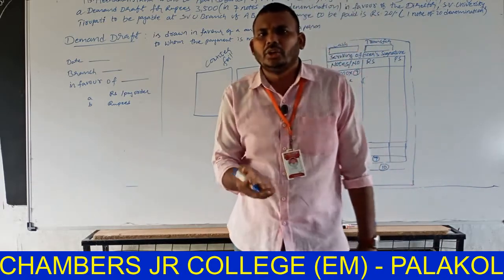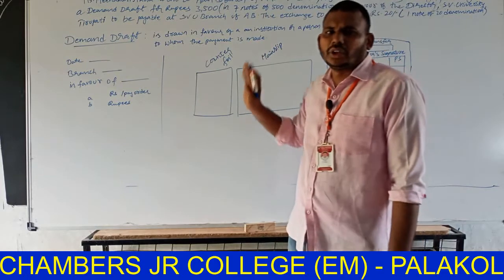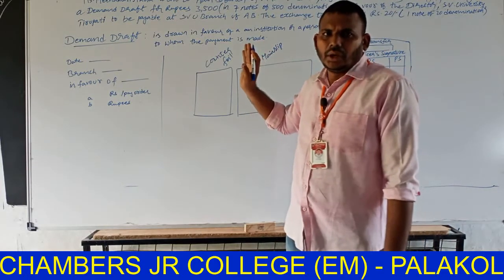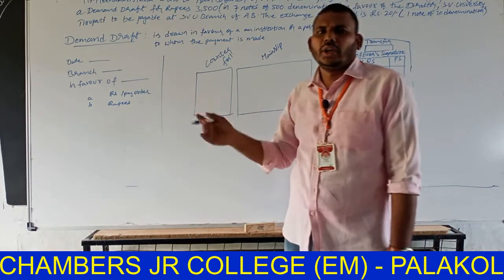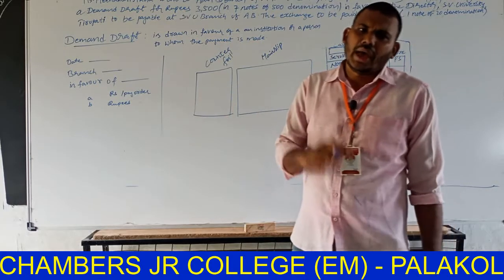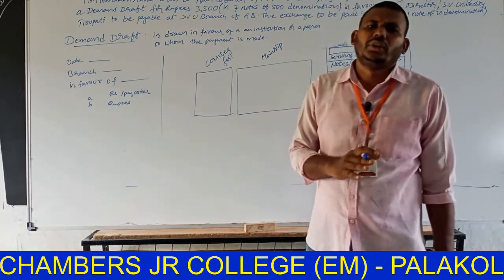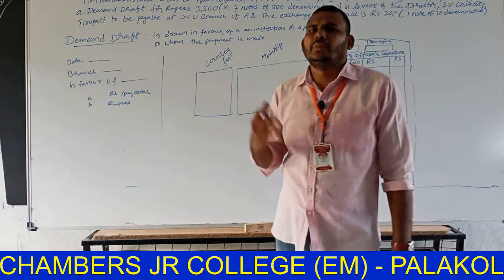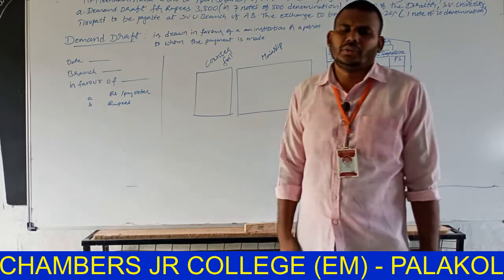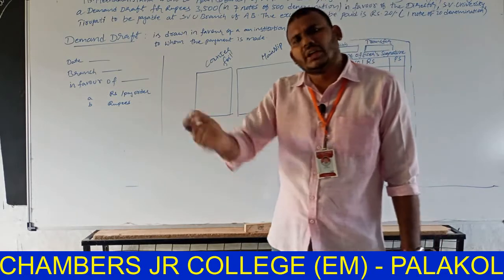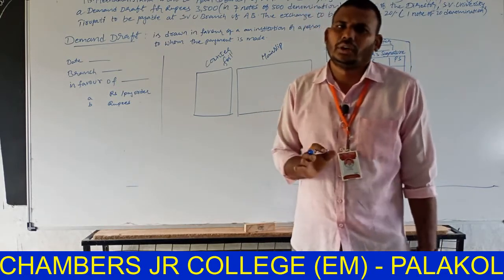So before answering it, you just check the details, check the hints, and make sure which area is the approached branch and which name of the branch is considered as payable branch. Of course, the payable branch is mentioned directly. There is no confusion at all.